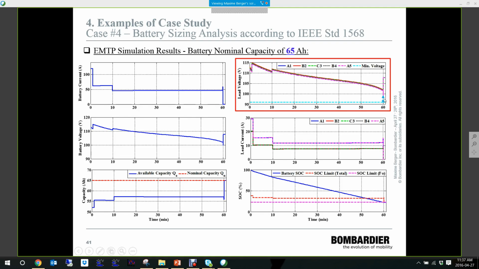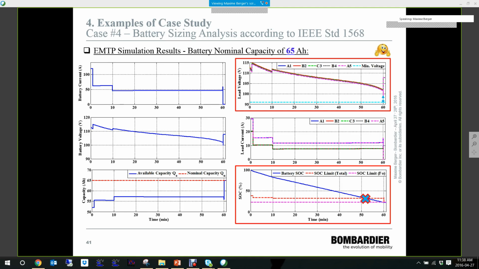You see that we have this small voltage margin. But when we look at the state of charge, we see that the battery state of charge crosses the total SOC limit that is due to both the design factors and the available capacity variation that is there. So here the capacity limit is not met.